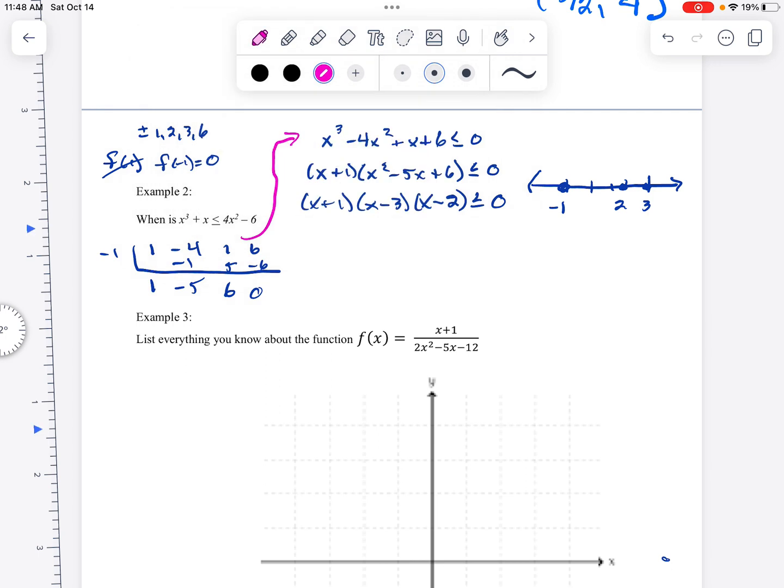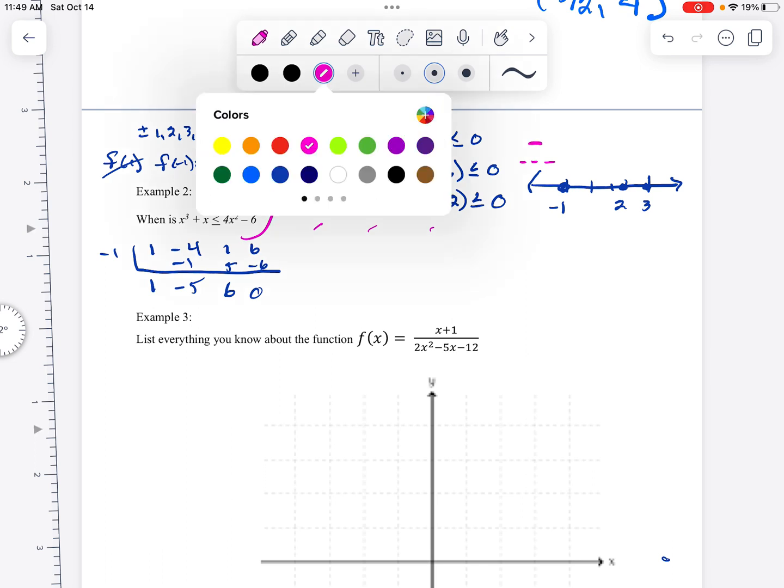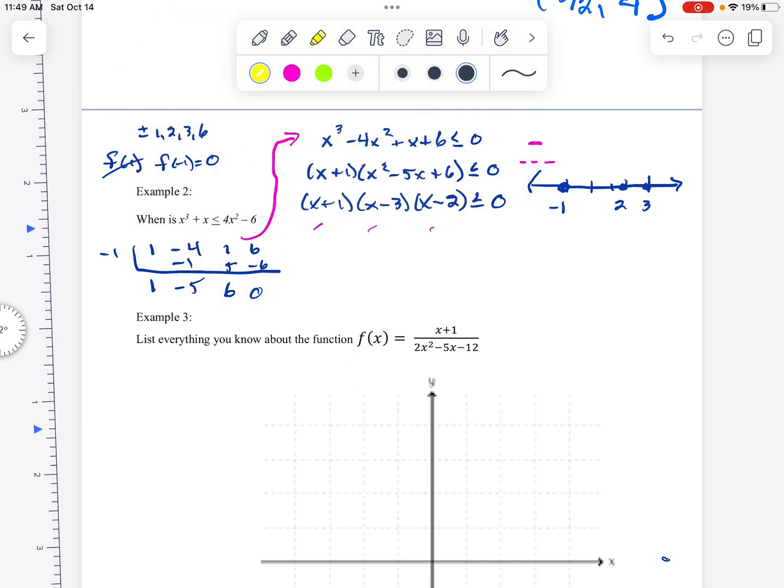And I want to see whether plugging a number in for those intervals will give us a positive or a negative value for my y. So anything less than negative 1, when I plug in, the first factor is going to be negative, the second's going to be negative, the third is going to be negative. It's going to be a negative times a negative times a negative, which gives me a negative overall. In between the intervals, negative 1 and 2, this is going to be a positive.